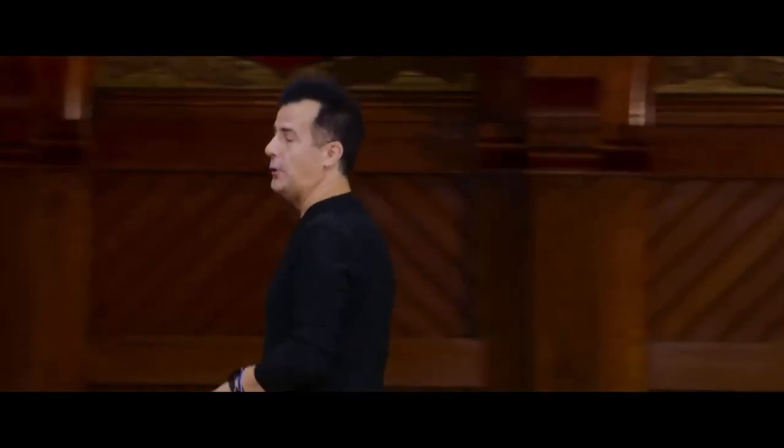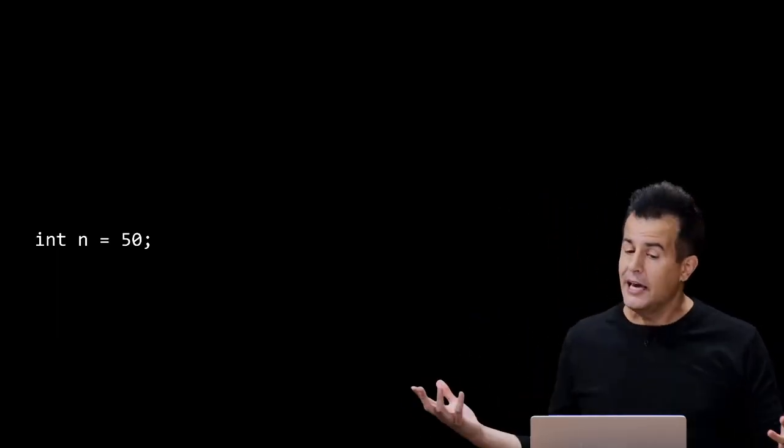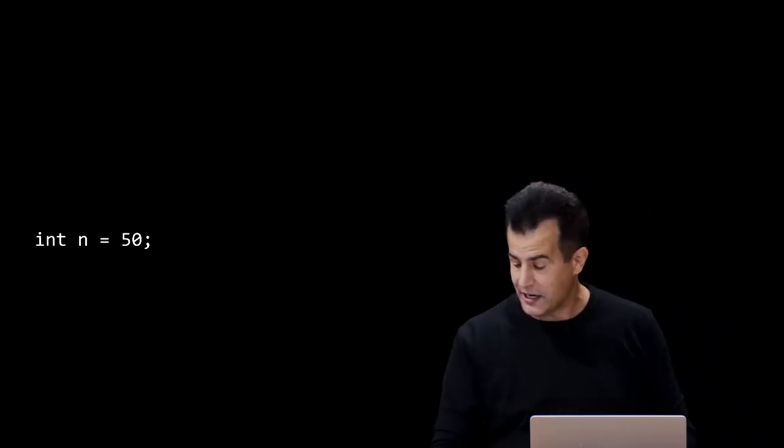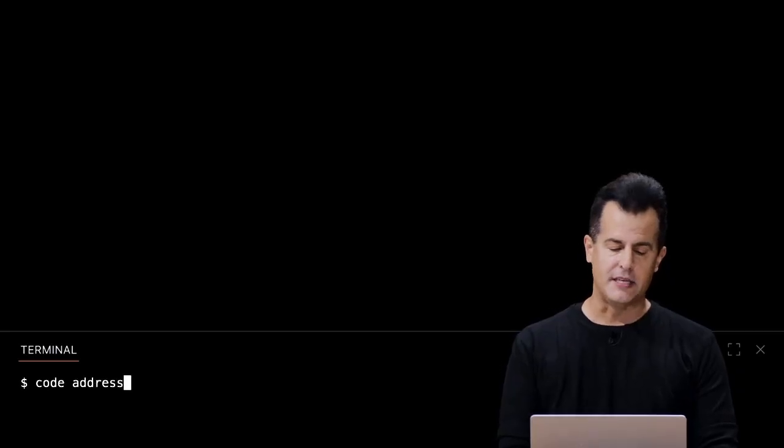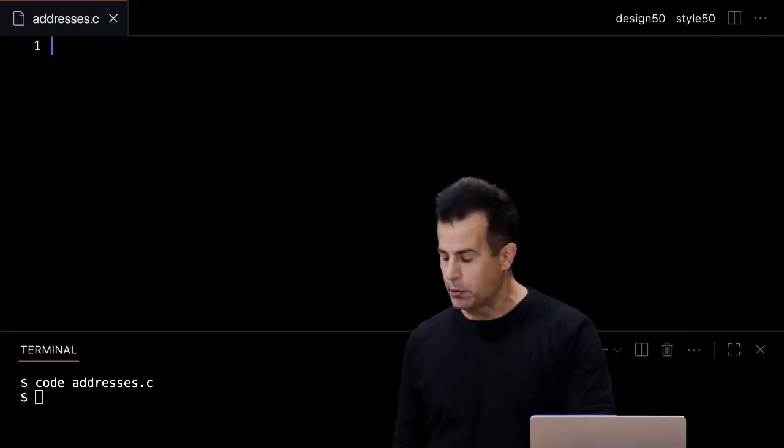So here is a line of code, int n equals 50, wherein we might want to declare a variable called n and store a number like 50 in it. Let's actually go ahead and do this. Simple now, as it probably is, in a file called, how about addresses.c. We're going to play around with computer addresses.